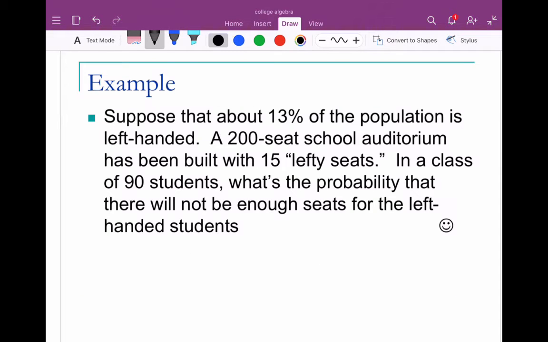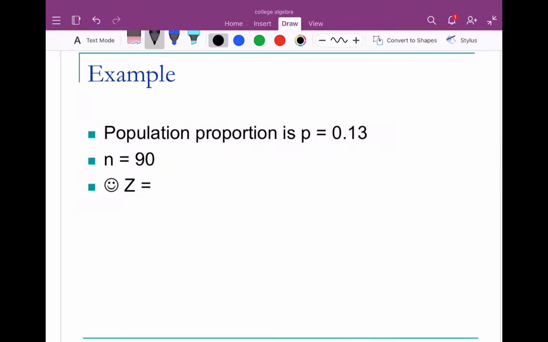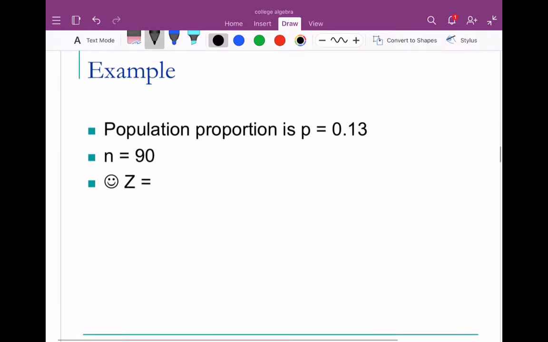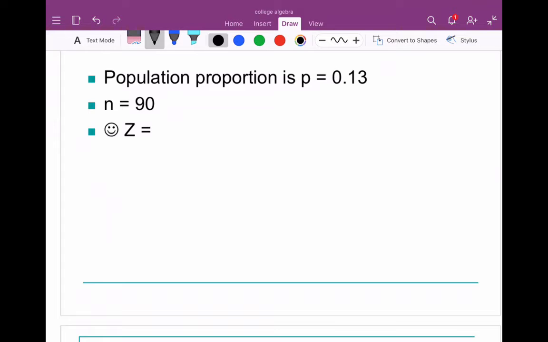Looking at our second example, suppose that about 13% of the population is left-handed. A 200-seat school auditorium has been built with 15 lefty seats, so desks that are designed for a left-handed student. In a class of 90 students, we want to know what is the probability that there will not be enough seats for the left-handed students. Breaking this down, we know that the population proportion is 0.13 and our sample size is 90. If our population proportion is 0.13, then Q is 0.87.